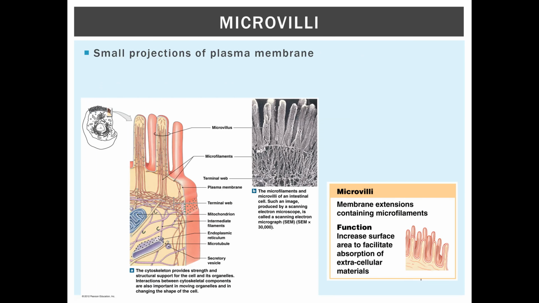Now we're going to look at some other non-membranous organelles, starting with the microvilli. So microvilli are small projections of the plasma membrane. They greatly increase the surface area of a cell. For example, you can find these lining your intestines, and it allows your intestinal cells to have a larger surface area with which they can absorb nutrients from the food you eat. And they are made of a core of microfilaments. So the microfilaments, the same ones that we just talked about, actually form the core of the microvilli.